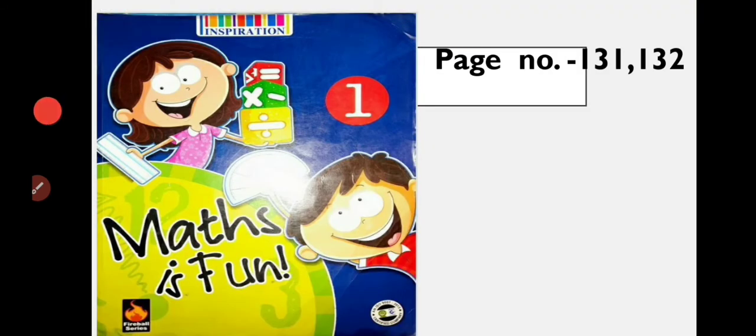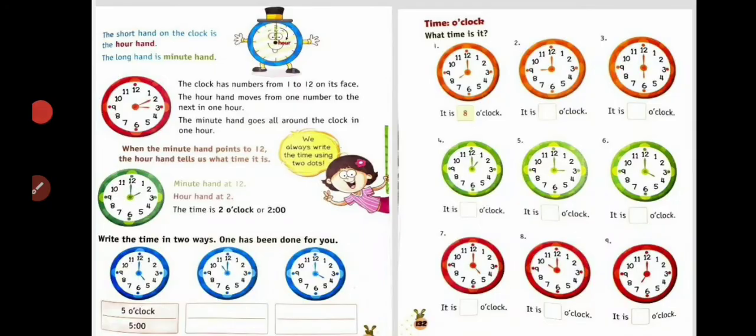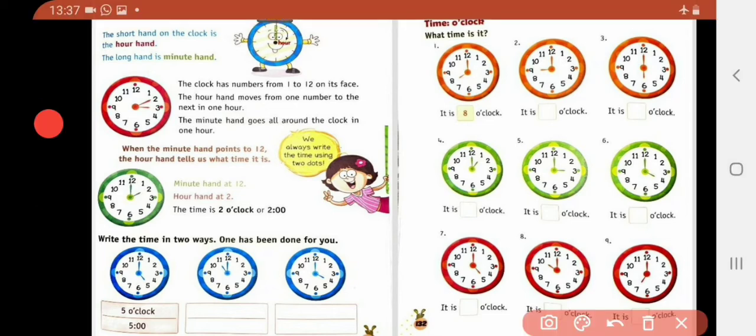Alright. So open your book Maths 1, page number 131. Write today's date and classwork. So question number 1 is write the time in two ways. One has been done for you. You can write the time in two ways, children. So the long hand is pointing to 12 and the short hand is at number 11. So what is the time? 11 o'clock. So write 11 o'clock over here. Or you can also write 11 colon 0 0.